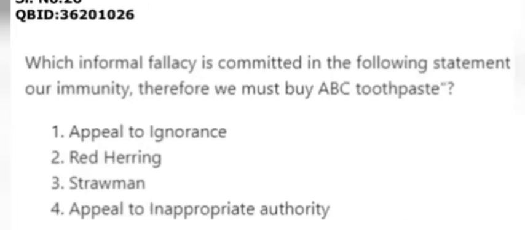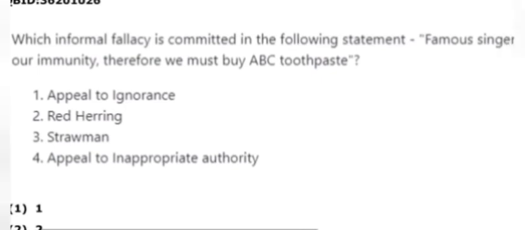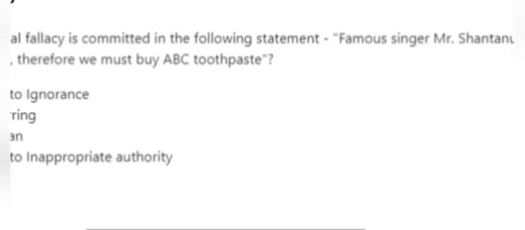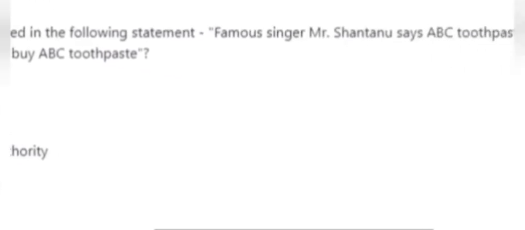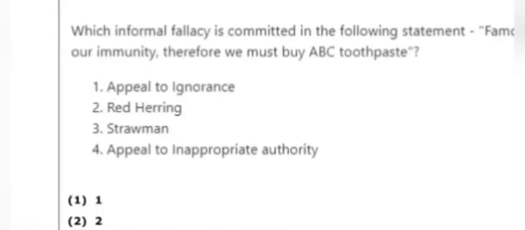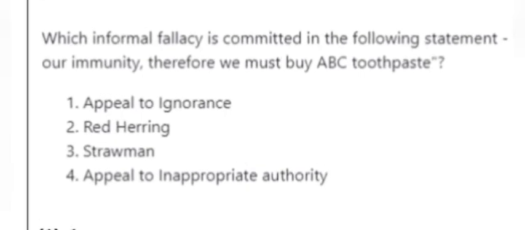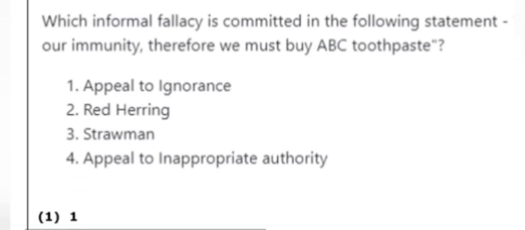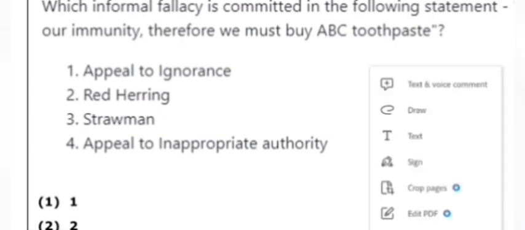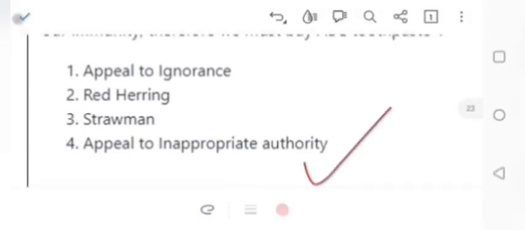Next. Which informal fallacy is committed in the following statement? Famous singer Mr. Santanu says ABC toothpaste boosts our immunity, therefore we must buy ABC toothpaste. Appeal to ignorance, red herring, strawman, appeal to inappropriate authority. It will be appeal to inappropriate authority.